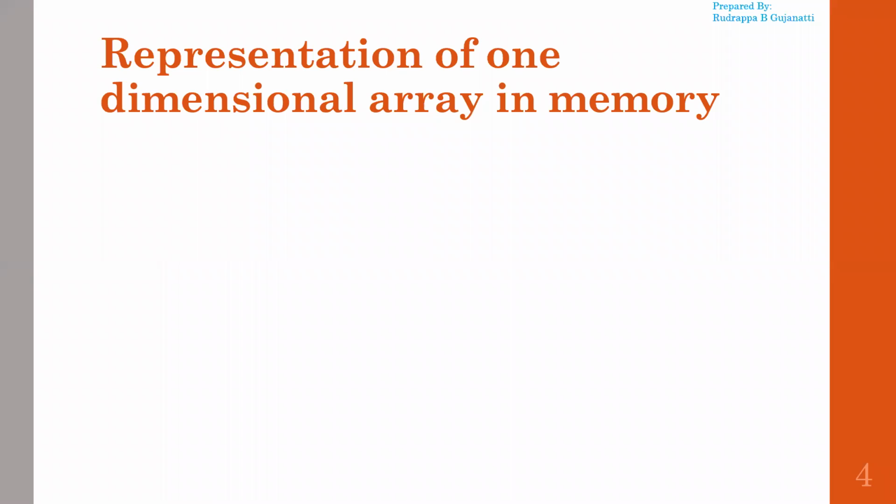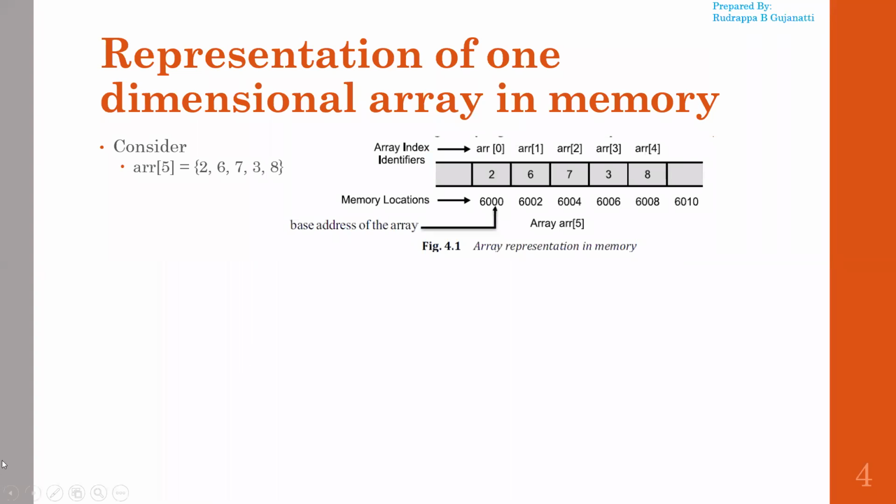Then we looked into how a one-dimensional array is represented in memory. If I make a recap of this, there will be a name associated with the array, and then an index associated with it. Since it is one-dimensional, I will have only one index. If the size of the array is n, then I can have n elements, and all these elements will be stored in consecutive memory locations. To access these elements, I can make use of the name of the array along with its index parameter.